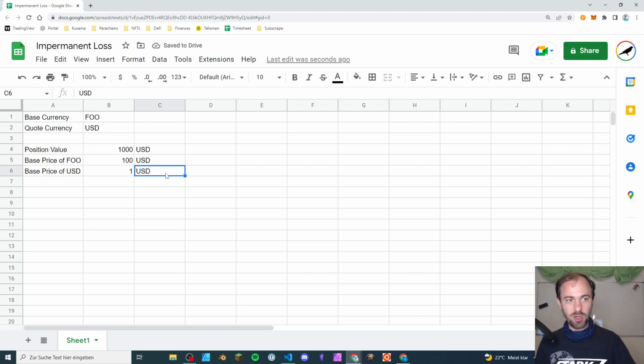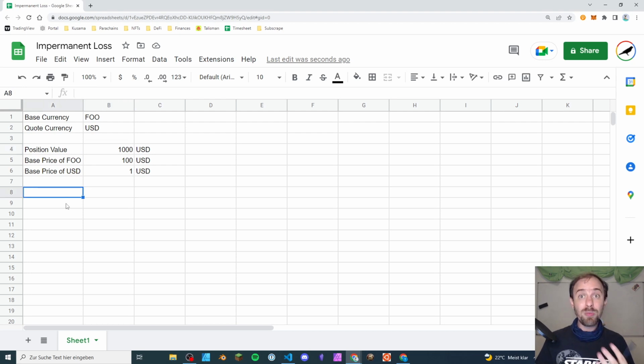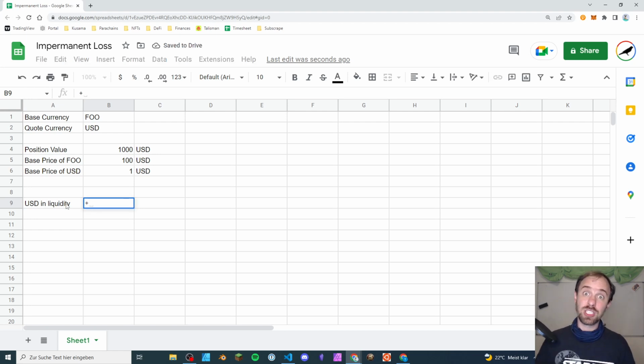Okay, so these are our basic assumptions. Now let's assume you're building this position of $1,000. So how much of each token do you need to fill up liquidity into the liquidity pool? Let's start with the easier one, which is the US dollar in the liquidity you want to have. So this is basically half of the position in US dollar, half of the position in foo.